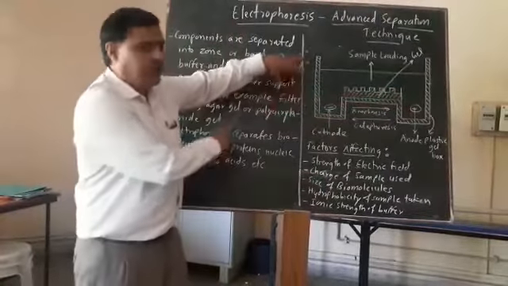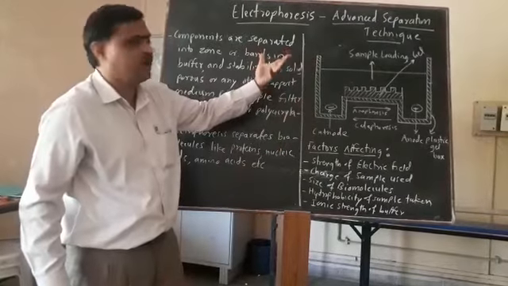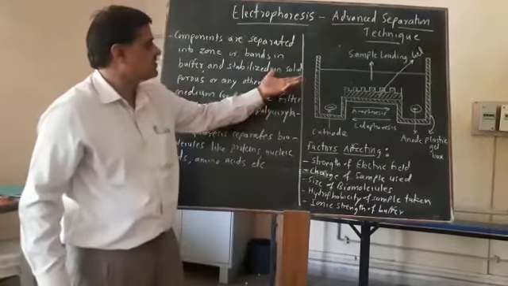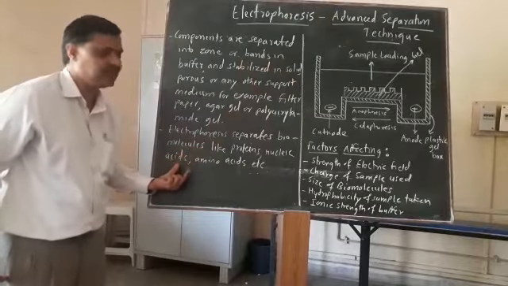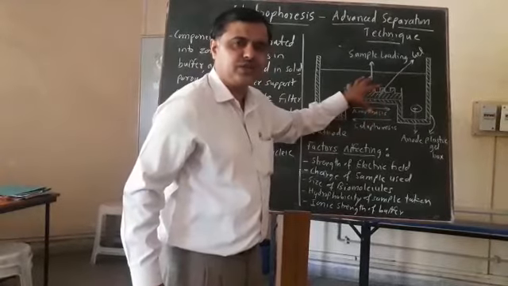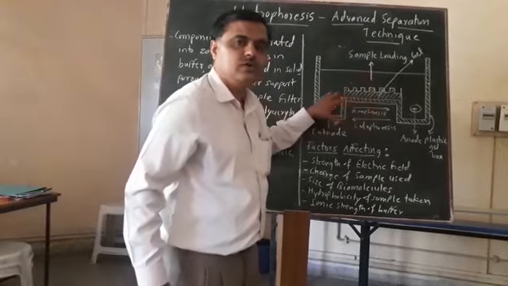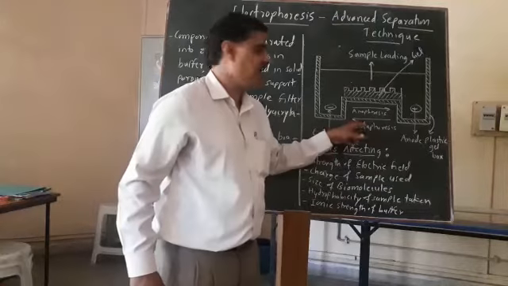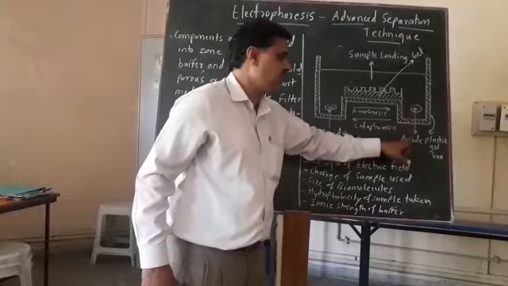So we have discussed what is meant by electrophoresis, and this is one of the techniques in the advanced separation processes. Then we saw different examples where the electrophoresis technique is used. We have seen the schematic diagram of electrophoresis, how the positively charged particles are attracted to the cathode, which is negatively charged, and the negatively charged particles are attracted to the positively charged electrode, the anode.